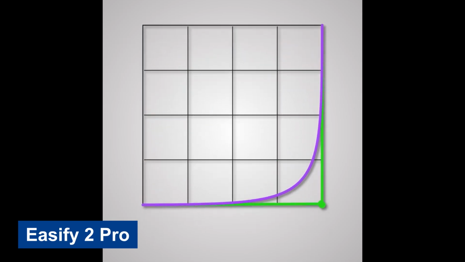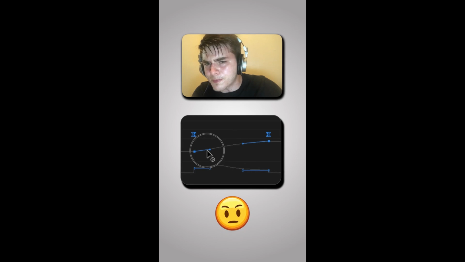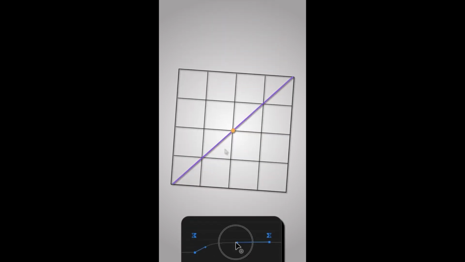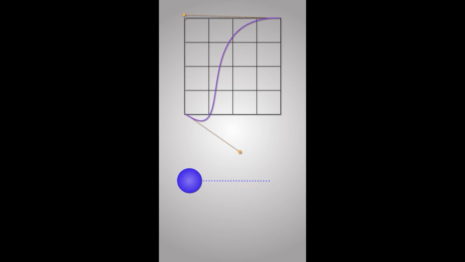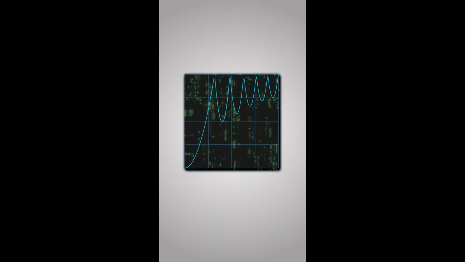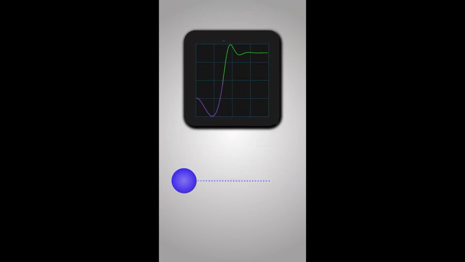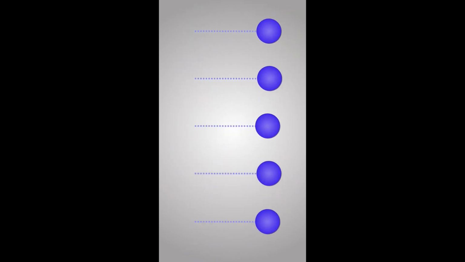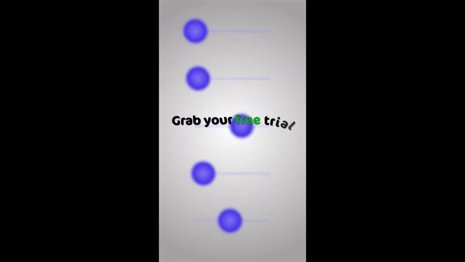Easify. Animation easing extension in Premiere Pro. With Easify Pro, you gain access to custom Bezier curves and enhanced control over keyframe interpolation. This makes it easier to create professional-grade animations without having to switch to After Effects. The extension is designed to save you time and improve the quality of motion graphics directly within Premiere Pro.